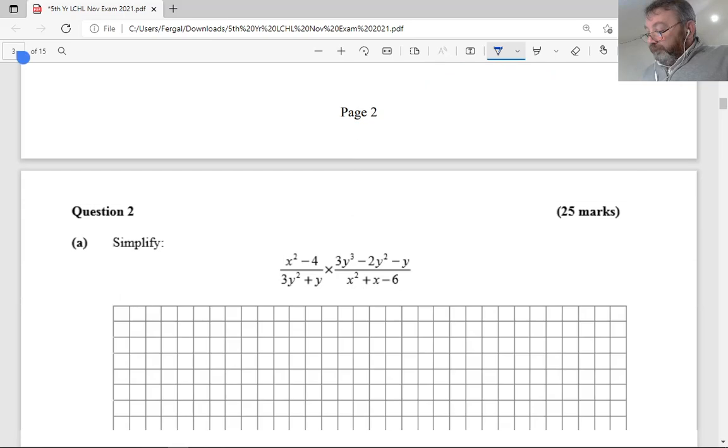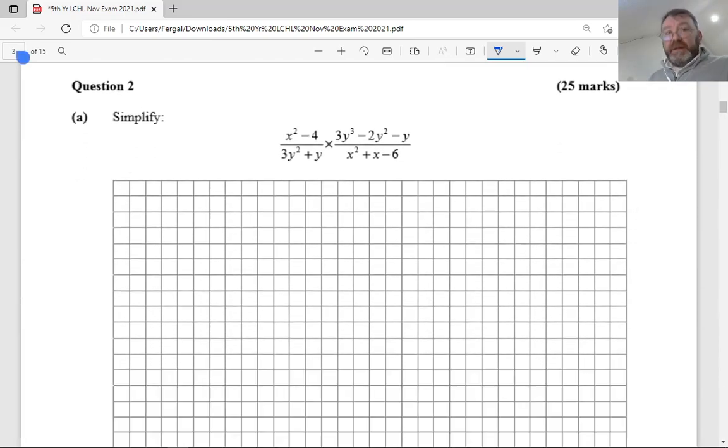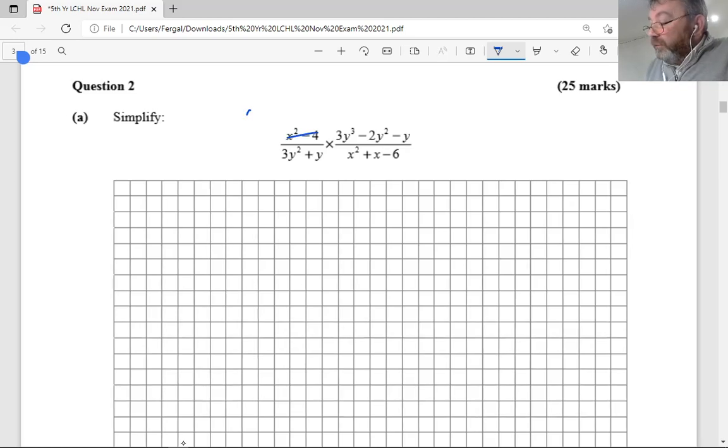Next one. Now we've got to simplify. A lot of you in this question forgot the golden rule about algebraic simplification. If anything contains a power higher than 1, you can see if it can be simplified by factorization. So if I take this as it stands, x squared minus 4, that's the difference between two squares. So that becomes x plus 2 and x minus 2. 3y squared plus y on the bottom has y in common. So that becomes y by 3y plus 1.